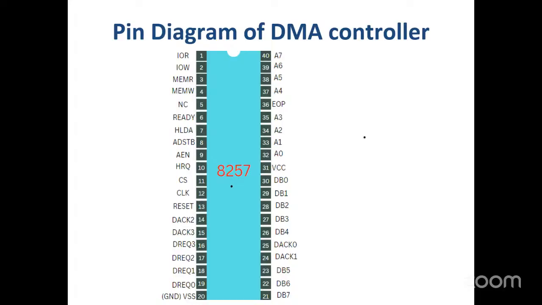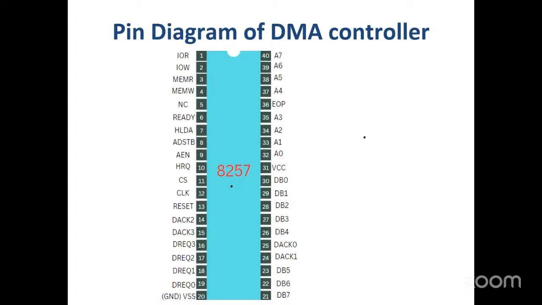Next, address enable, chip select, clock generation, reset. All external devices have pins like reset as well as CS. The CS is the chip select pin, and reset resets this device to reach the initial position of this 8257 DMA controller. You can apply the reset pin. Next, data acknowledgement, data request 3, data request 2, data request 1, and data request 0, ground pin, and VCC we are applying to pin 31.